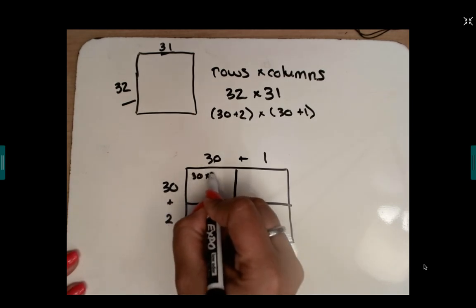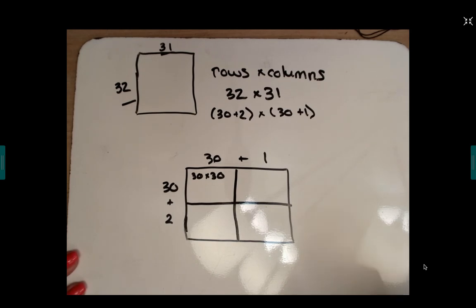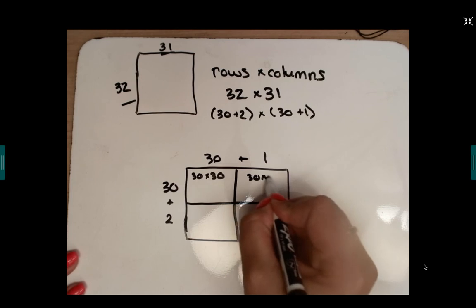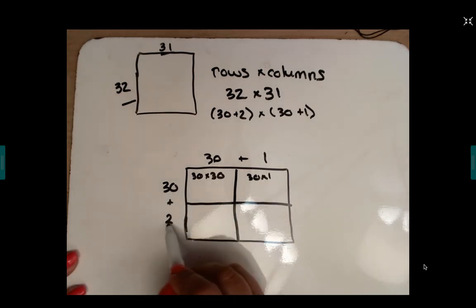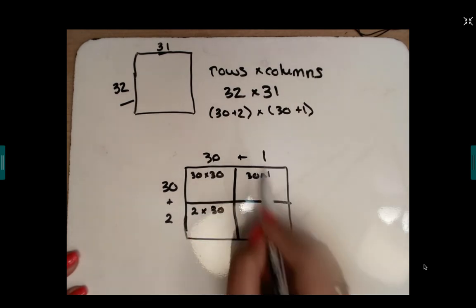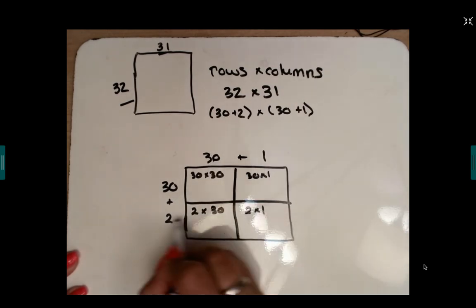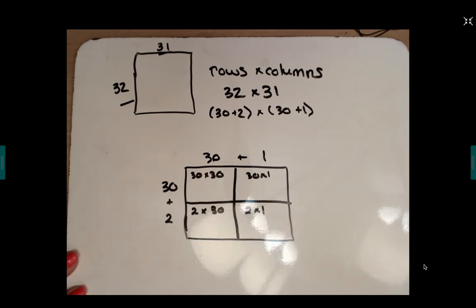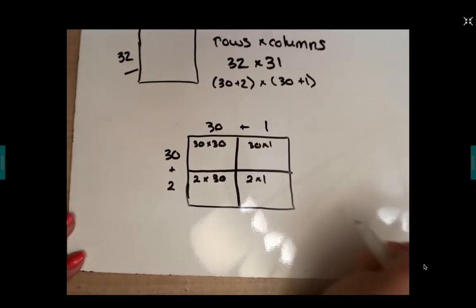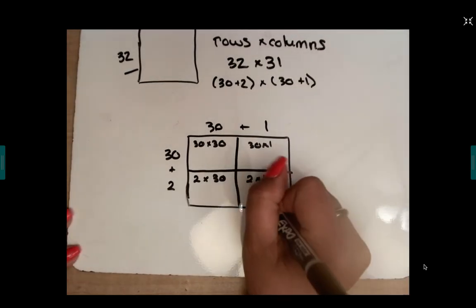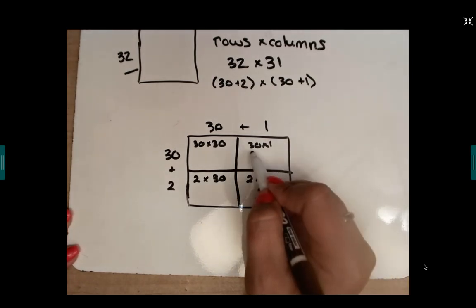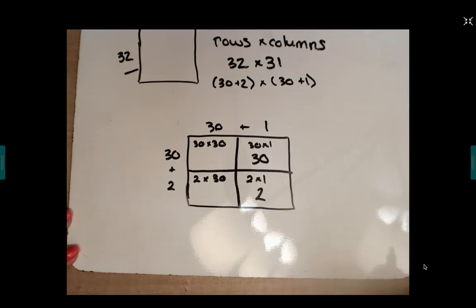So 30 times 30. This one, I'm going to do this row times this column. 30 times 1. Down here, 2 times 30. And where these 2 meet, 2 times 1, this row and this column. Now I'm going to start with the easy ones first, okay? Well, 2 times 1, anything times 1 is that same number, so that's going to be 2. 30 times 1, anything times 1 is going to be that number, so it's going to be 30.